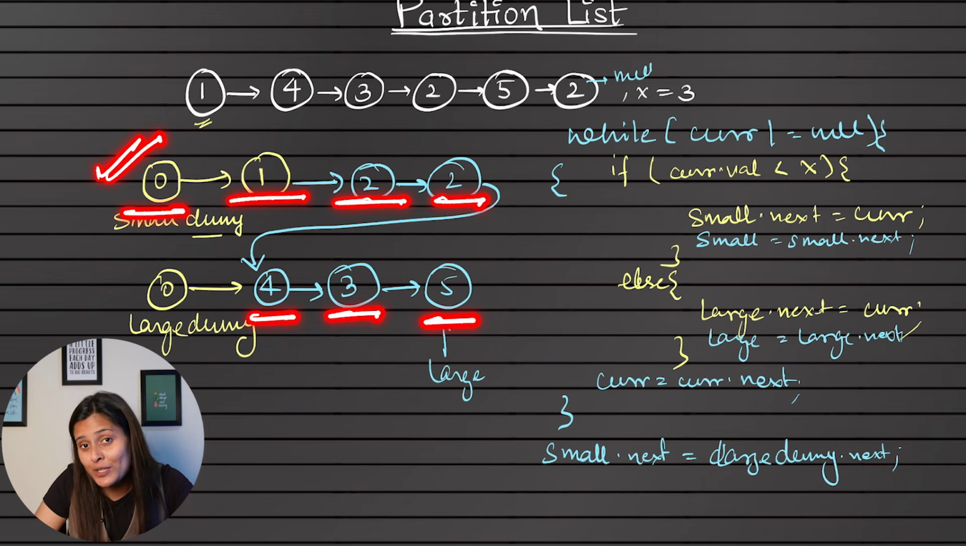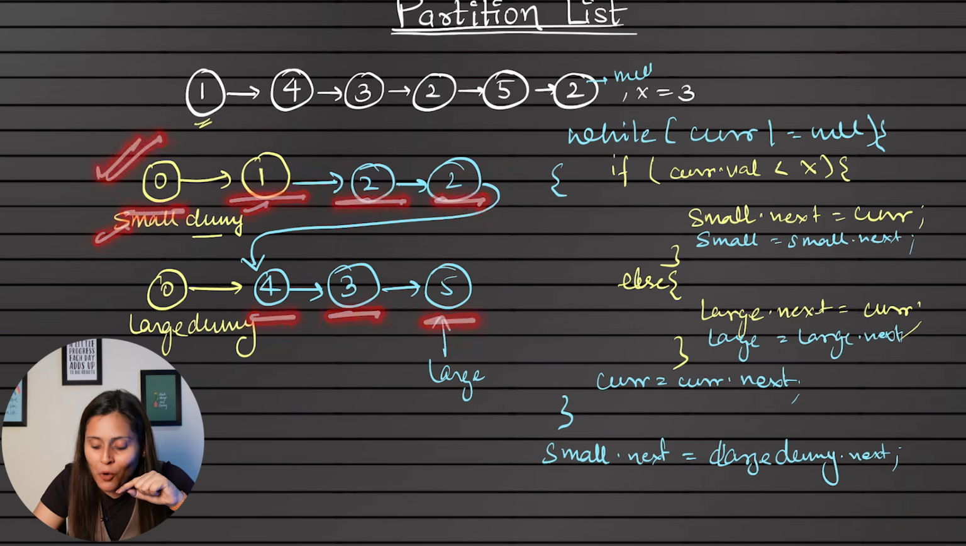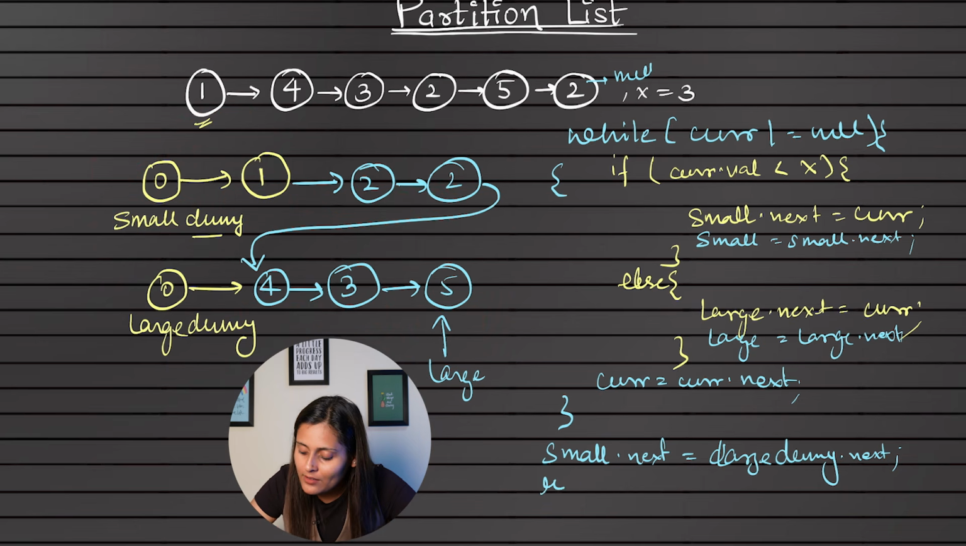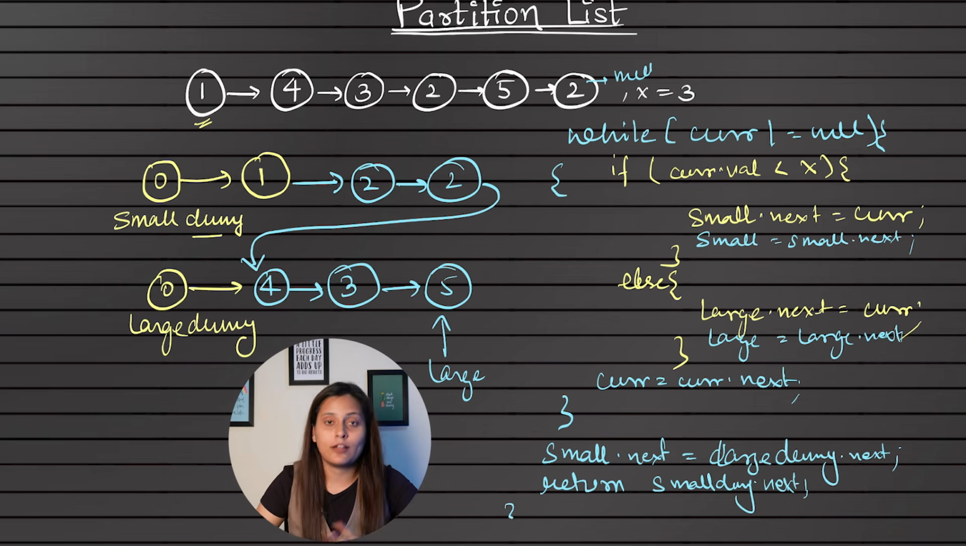But what should be the head? What do you think? 0 or 1? So what should we return? Head or small dummy dot next? Yes. So we will return small dummy dot next and done. You have written this code on your own, correct? So this is the optimized code.